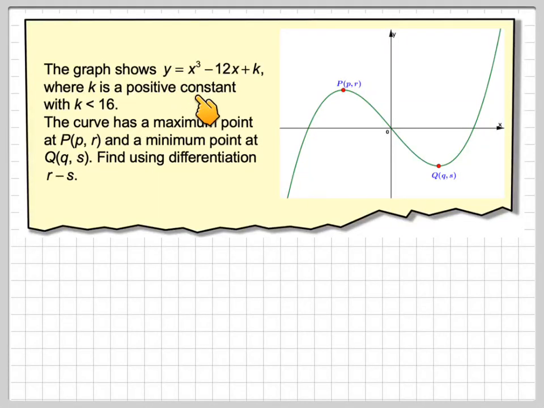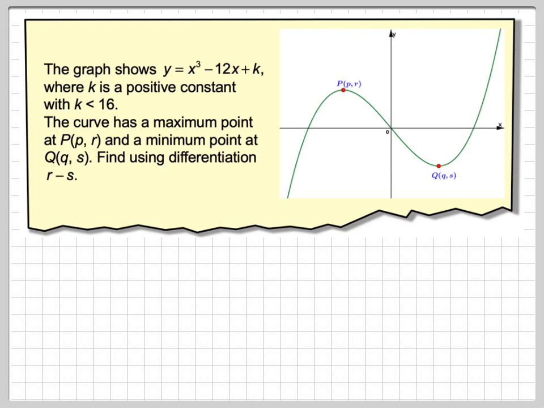The graph shows y is equal to x cubed minus 12x plus k, where k is a positive constant less than 16. If you were to raise this up more than 16, this point here would be up in this part of the axis. Now, the curve has a maximum point at p, r, and a minimum point at q, s.